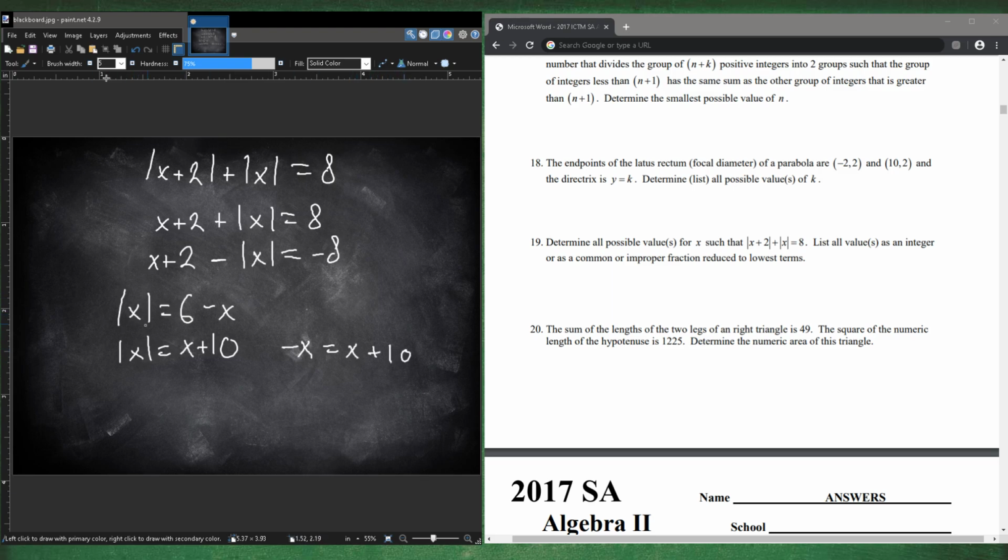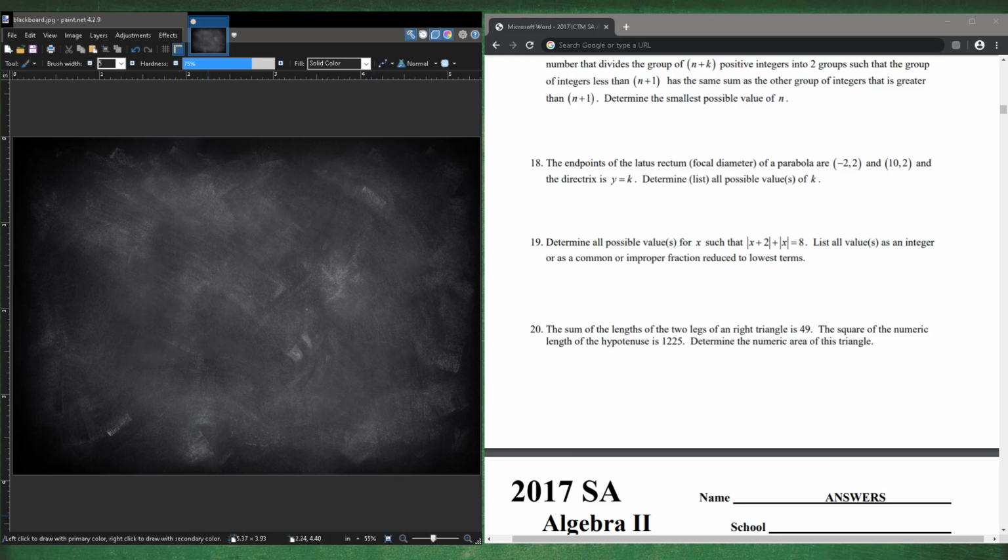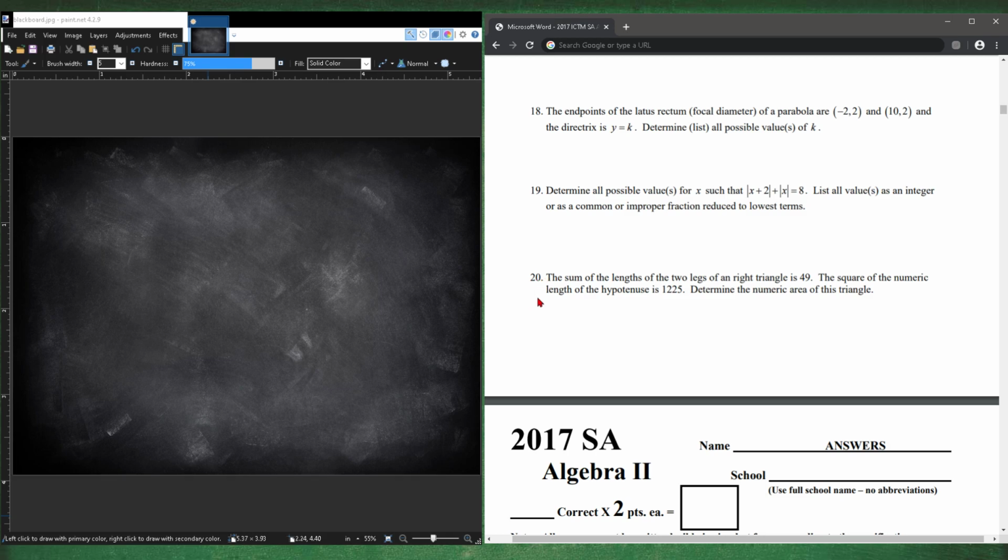In the same case here, it can't have negative x and negative x, so that has to be positive x. So that means for this one x is equal to 3, and for this one x is equal to negative 5. So our two possible answers are 3 and negative 5. Okay, that should be pretty simple. Just a simple absolute value question.